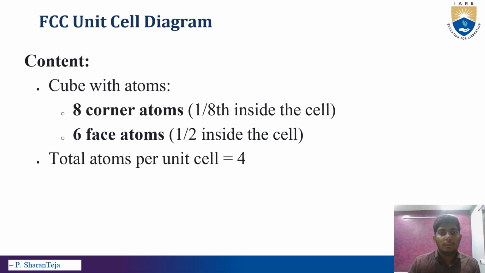FCC unit cell visual representation and atom count. Let's calculate the number of atoms per unit cell in FCC. Each corner atom contributes 1 by 8 to the cell, so 8 corners into 1 by 8 is equal to 1 atom. Each face centered atom contributes 1 by 2, so 6 faces into 1 by 2 is equal to 3 atoms. So in total, 1 plus 3 is equal to 4 atoms per unit cell. This is higher than BCC, which has 2 atoms, and SC, which has 1 atom, making FCC structures more compact.